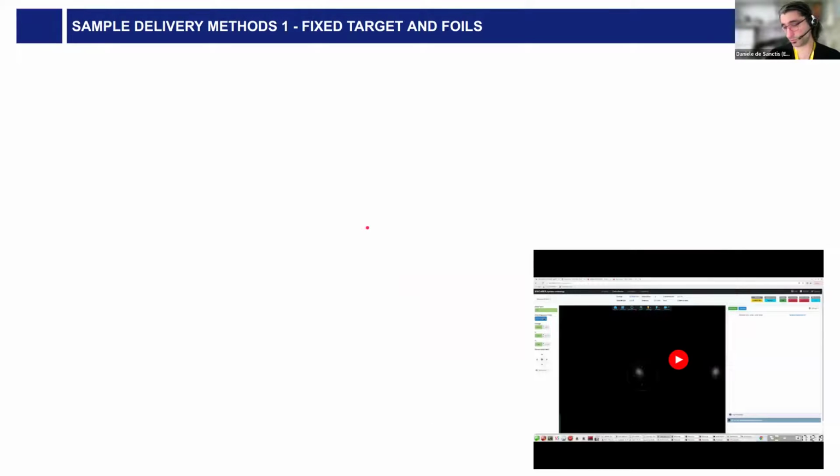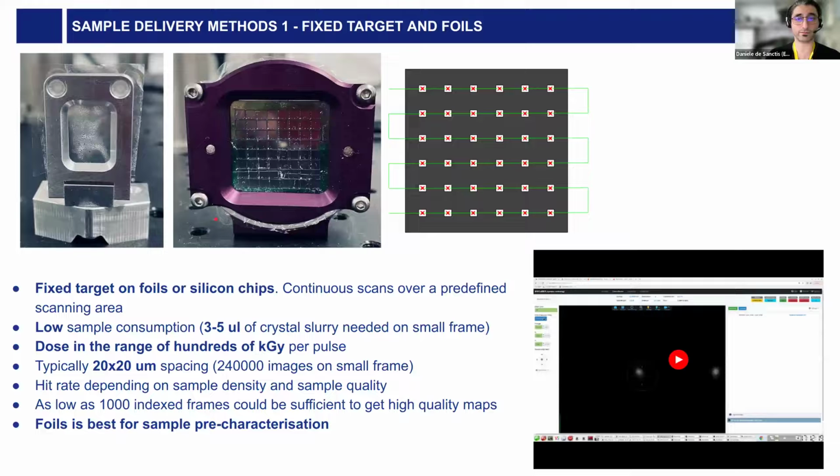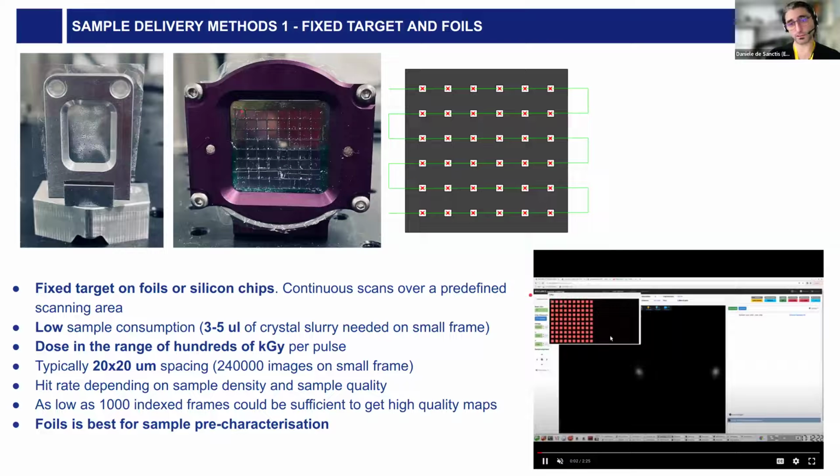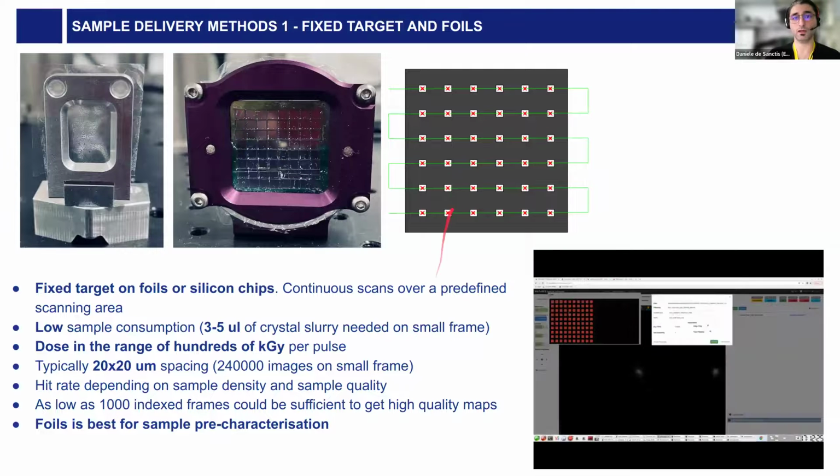So for what concerns the sample delivery methods, we have the mostly used one, and also the simplest, which we always use to test samples when we have new samples. It is based on a fixed target. In this case, the sample slurry can either be mounted on a foil, be sandwiched between two Mylar foils, like in this way, or in a DLS silicon chip, where the crystals are sitting in a well-organized pattern that you will see now in the middle in this movie.